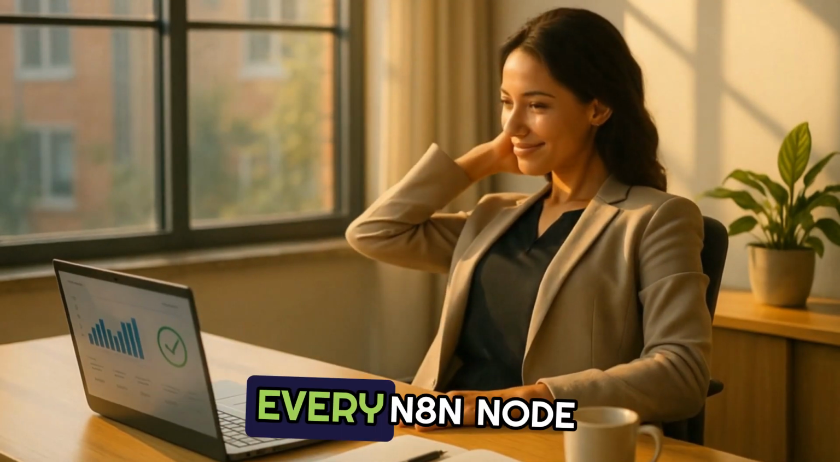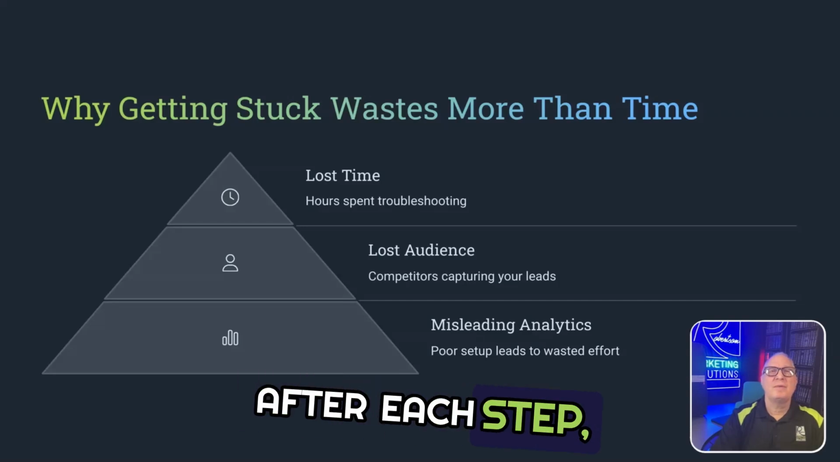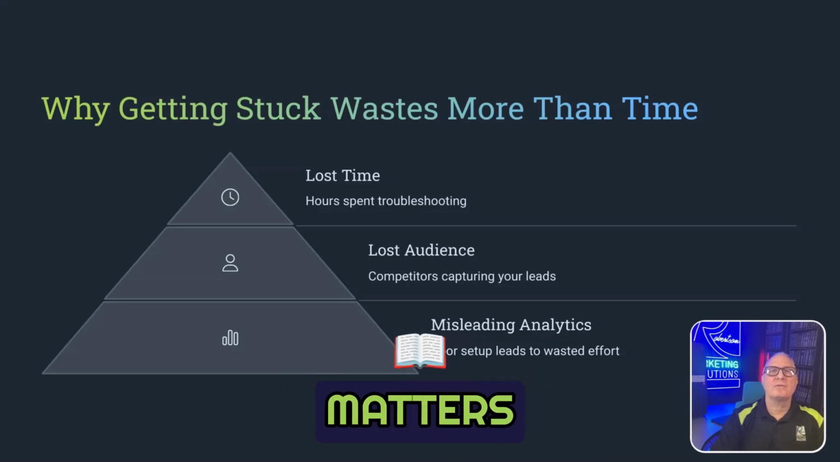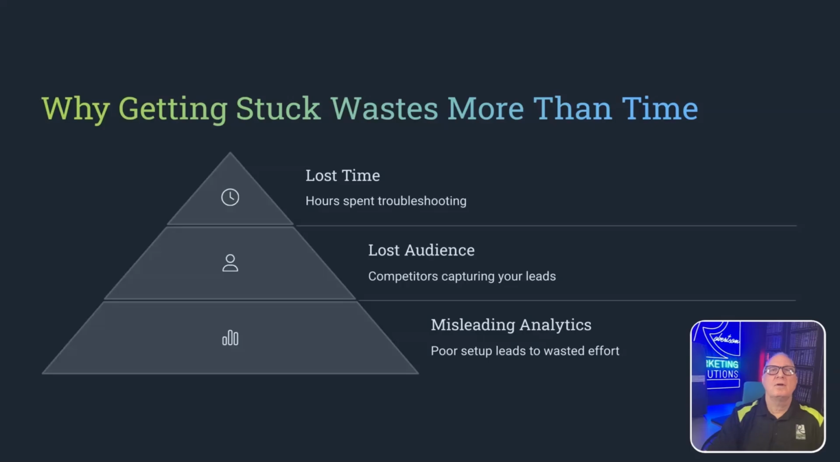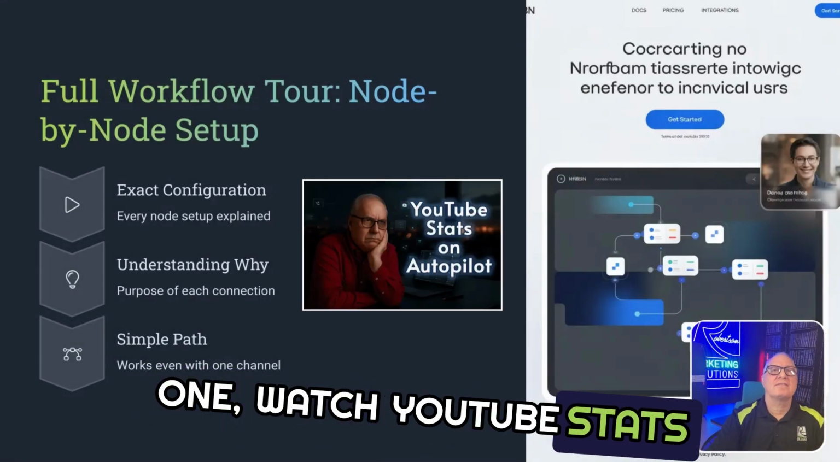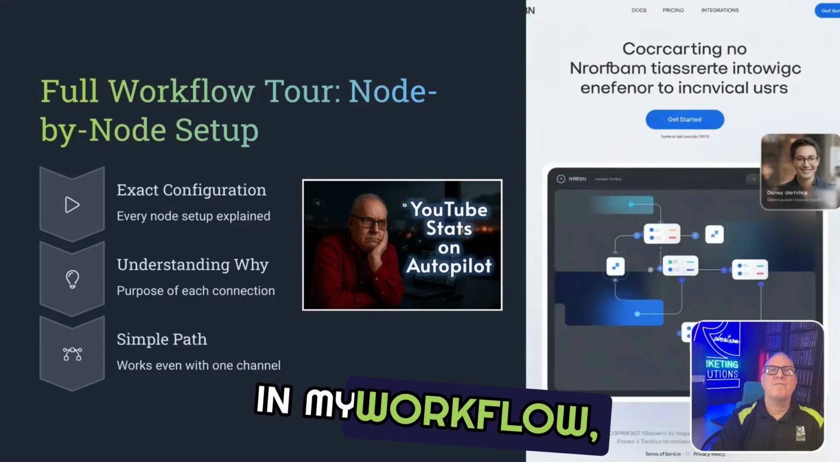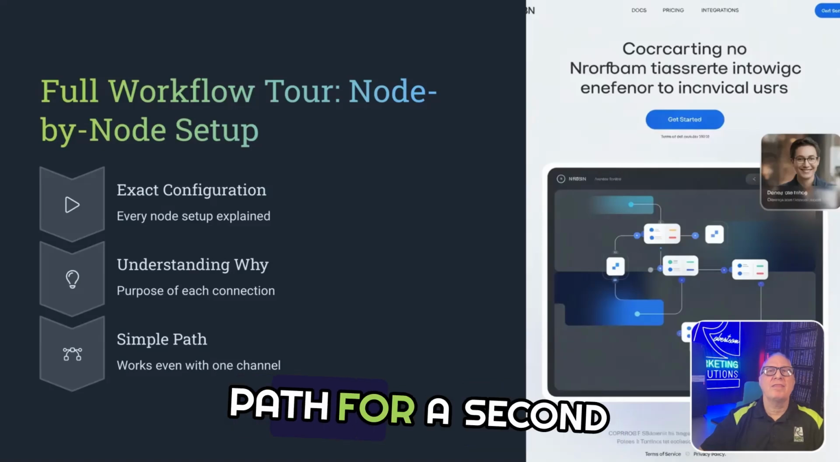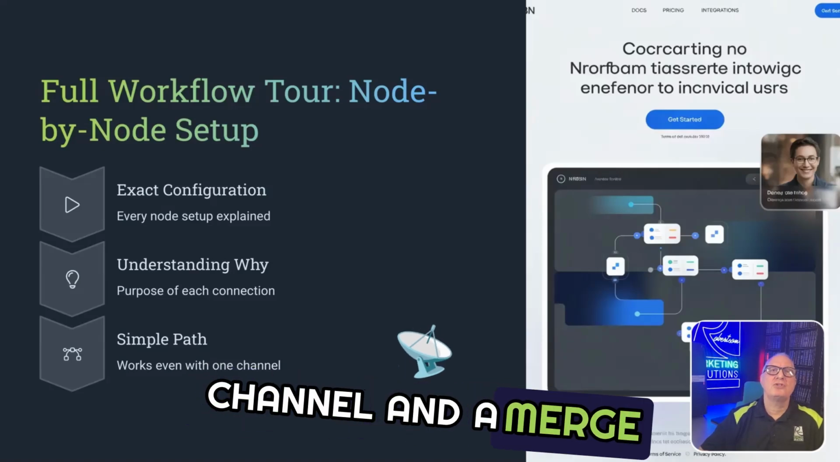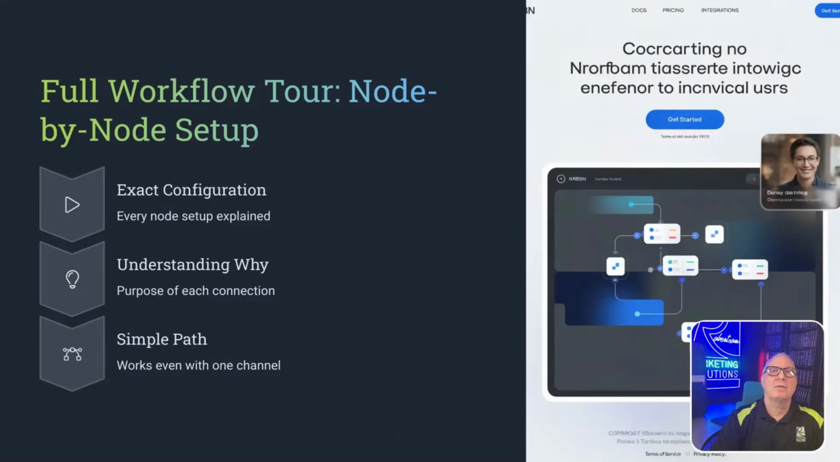I'll walk you through the exact configuration of every n8n node in this workflow. After each step, I'll explain why it matters. So, if you missed part 1, watch YouTube stats on Autopilot for your basic setup. In my workflow, I include a second path for a second channel and a merge node, but most of you only need one channel. Ignore that part and follow the main path.